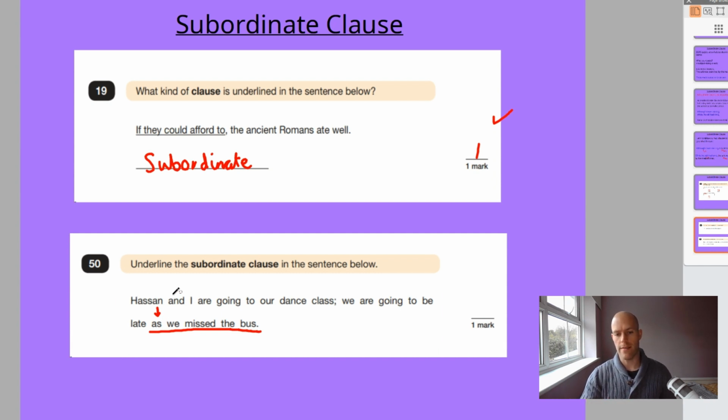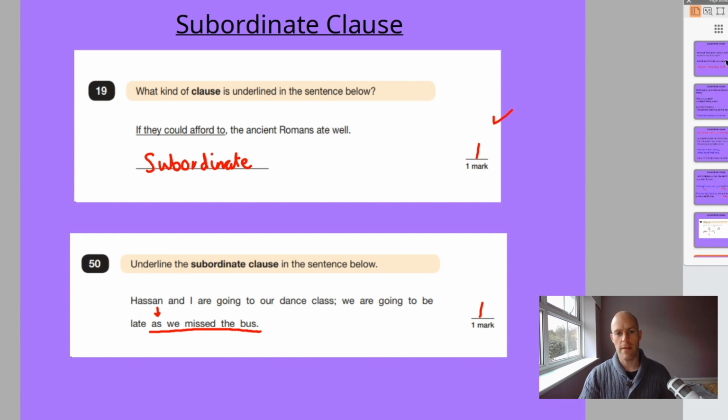I'm kind of looking at this sentence in three parts. Now, Hassan and I go to the dance class, part one, fine, main clause. We're going to be late, part two, main clause. As we miss the bus, part three, and that bit is the subordinate clause. But a tricky question. It is question 50 as well. So by that stage, you do get a couple of tricky ones thrown in.